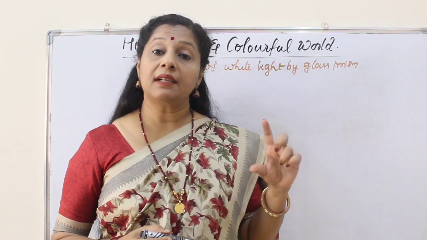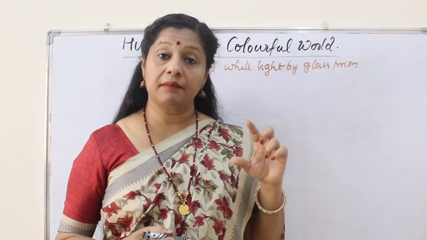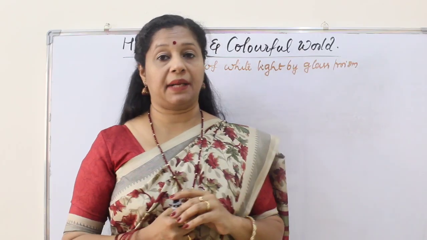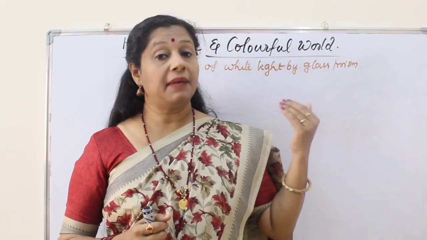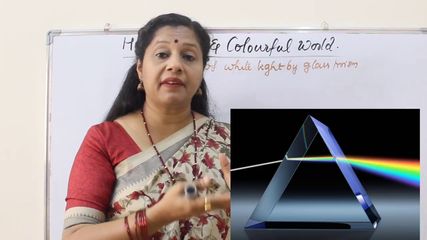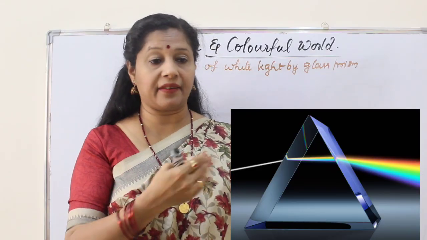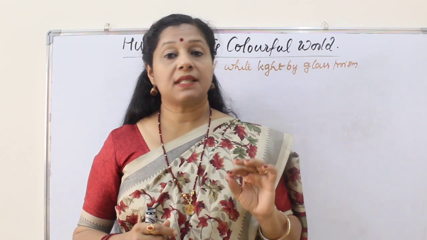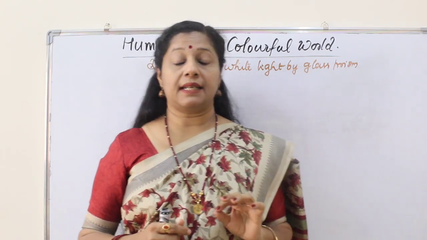Why are we getting these 7 colors when we pass the white light through the glass prism? Because the different colors of light are bending at different angles so that they can be seen separately. As we saw, red is bending the least and violet the most. So each one is bending at a different angle with respect to the incident ray, so we can see them clearly. Okay, so this was first seen by Isaac Newton.